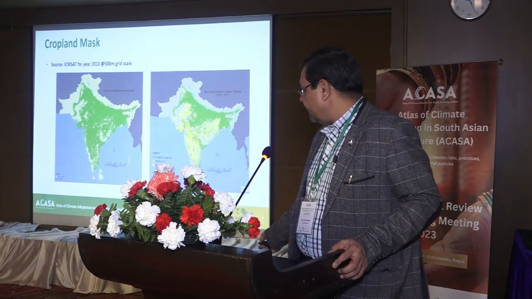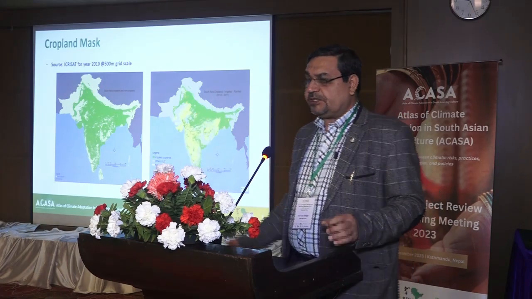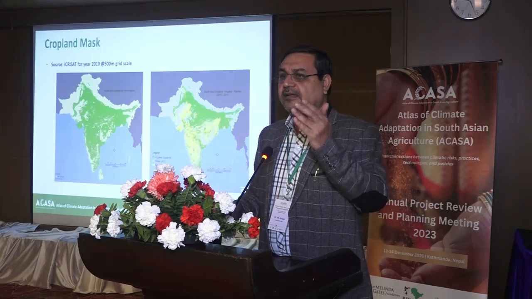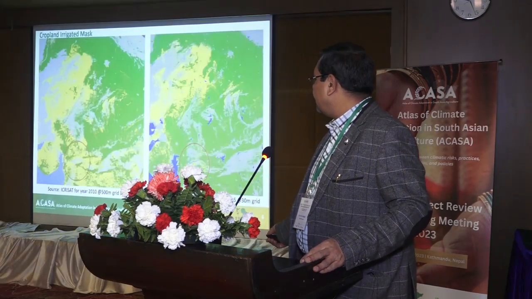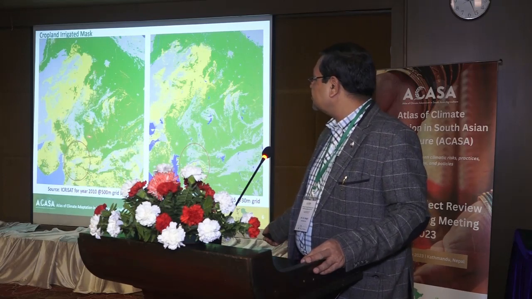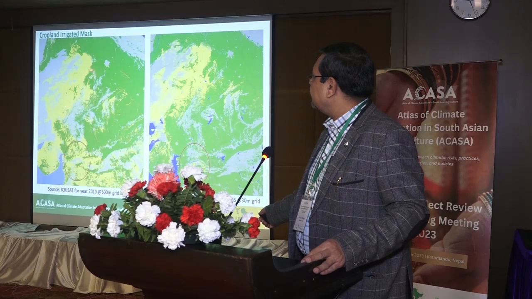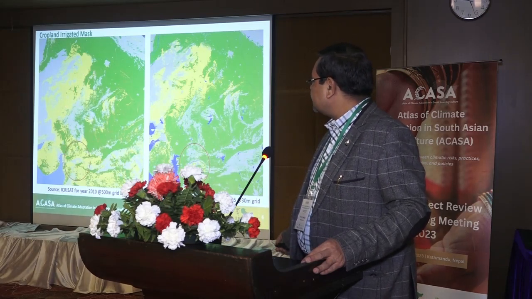So we already have a good quality cropland mask, but the issue is with respect to the irrigated and unirrigated area mask. Just to give you an example, for South Asia, ICRISAT for 2010 at 500-meter grid scale has generated this, where yellow is the unirrigated croplands and green is the irrigated croplands.